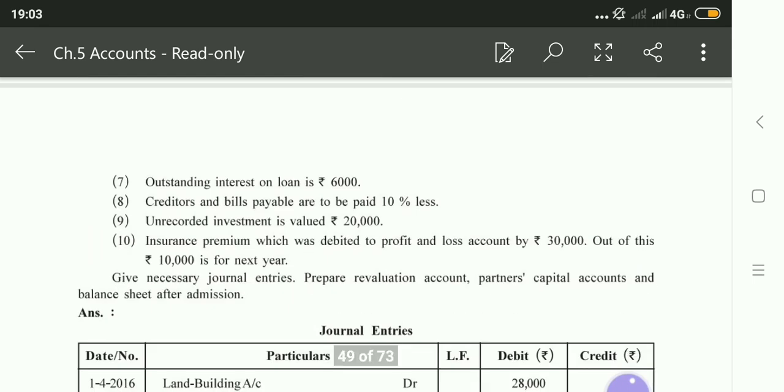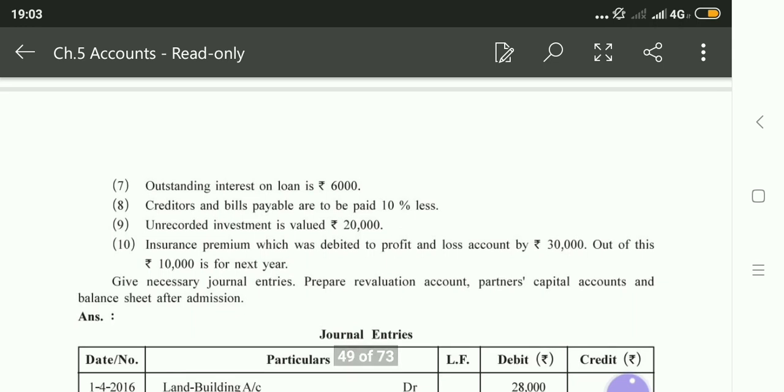Insurance premium which was debited to profit and loss account by rupees 30,000. Out of this, 10,000 is for next year. If you all have learned this concept in final accounts, you can interpret that this is a prepaid insurance premium. So prepaid insurance premium, during this time revaluation account is credited because the premium has been paid for the next year during the current year.